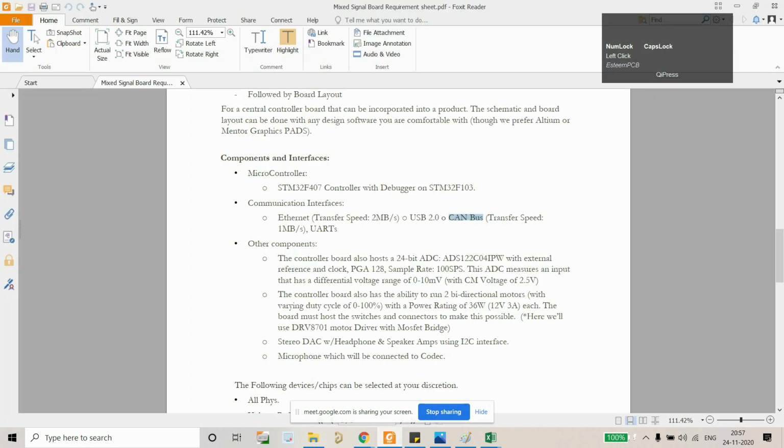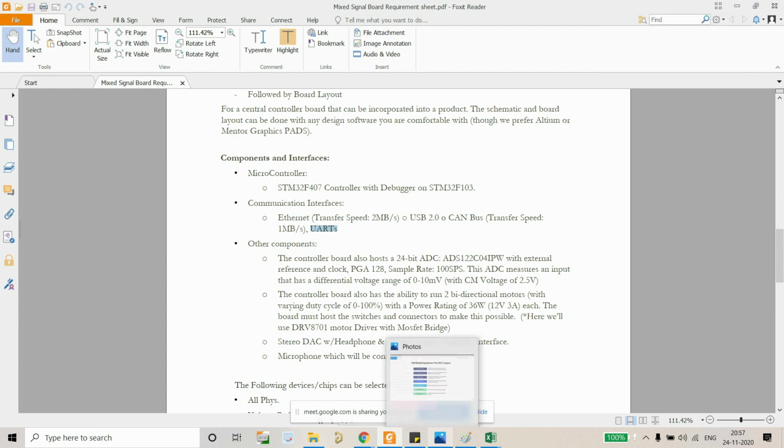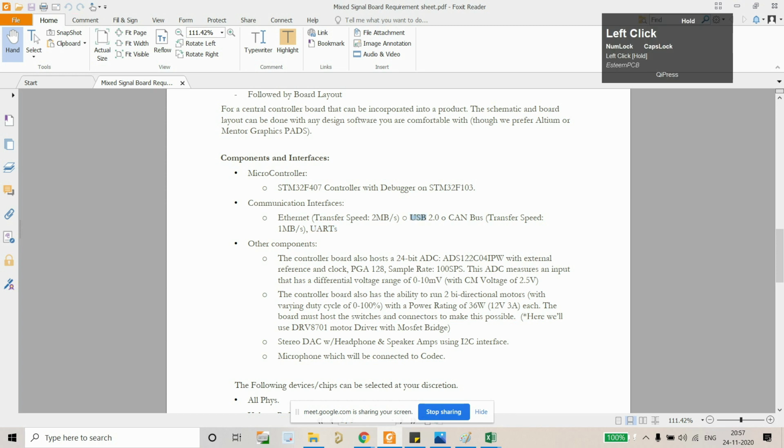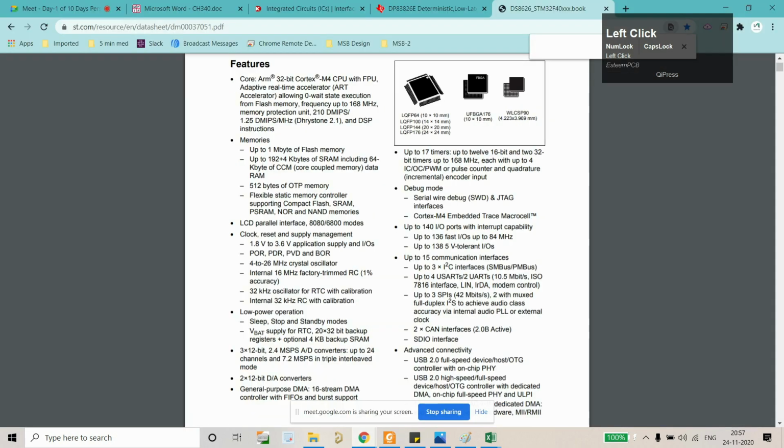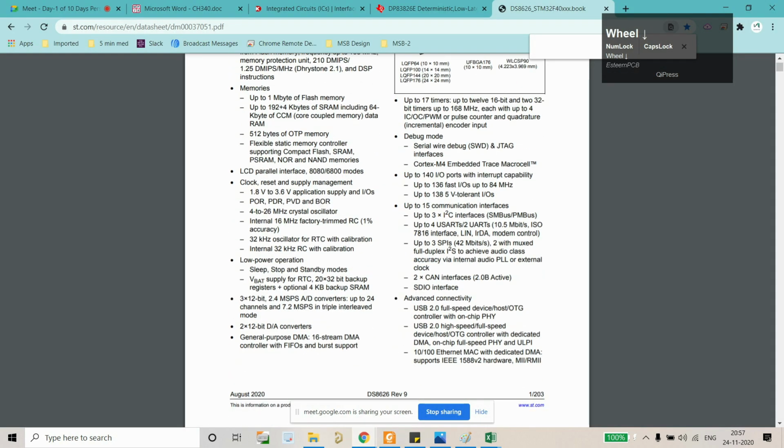Another thing is the UART requirement. Similarly, the controller has multiple UARTs. One UART will be used for this one, and another UART will be exposed. I will show you this one also. As you can see here, it has 4 UARTs and 2 USARTs.